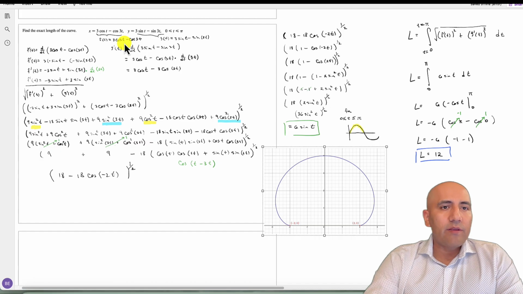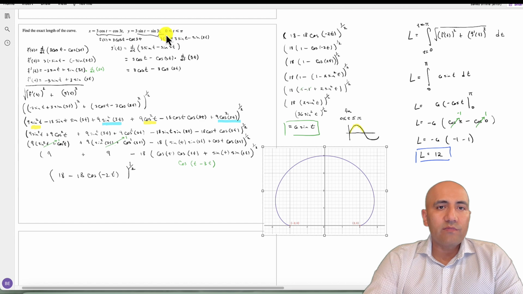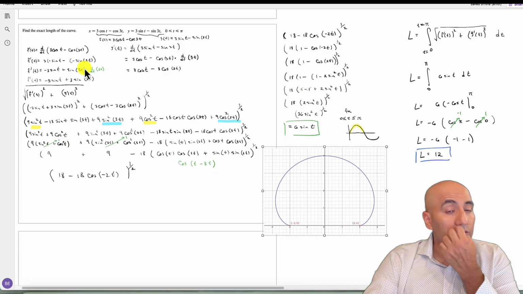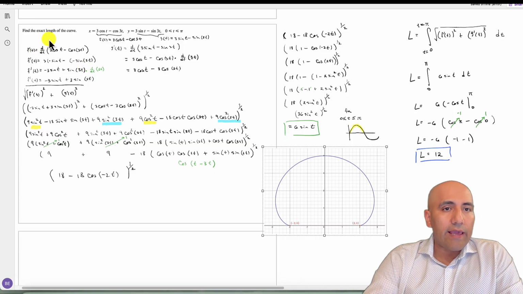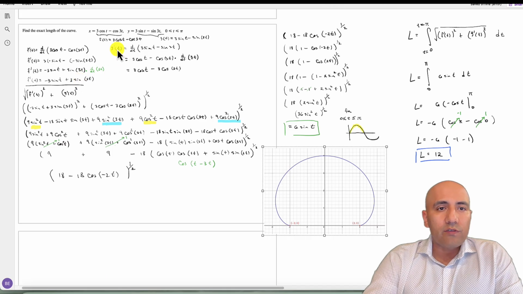Okay, so we were given a parametric equation defined this way. X equals 3 cosine of t minus cosine 3t. Y equals 3 sine t minus sine 3t. And we're asked to find the exact length of the curve as t ranged from 0 to pi. Okay, so following this formula, the integral from 0 to pi on the square root of f prime of t squared plus g prime of t squared, I went ahead and found those two values first. So looking at my f of t function, I found the derivative with respect to t. That gave me this equation. The derivative with respect to t on the g function is equal to this equation.